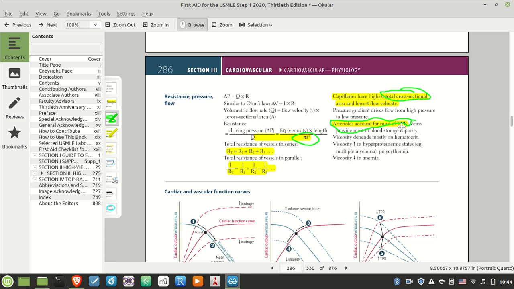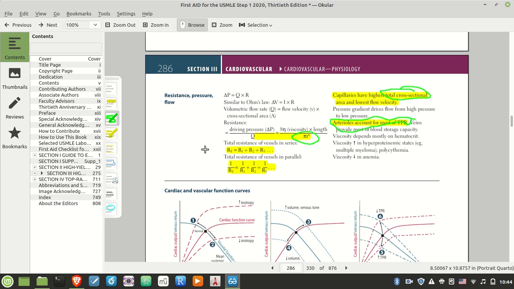Arterioles account for most of the TPR. Capillaries have the highest cross-sectional area, the lowest flow velocity. This has to do also with the way that things are arranged. A lot of capillaries are arranged in parallel, and as a result, here's how you calculate the total resistance: 1 over total resistance equals 1 over one of them plus 1 over the next. And in series, you just add them up sequentially.